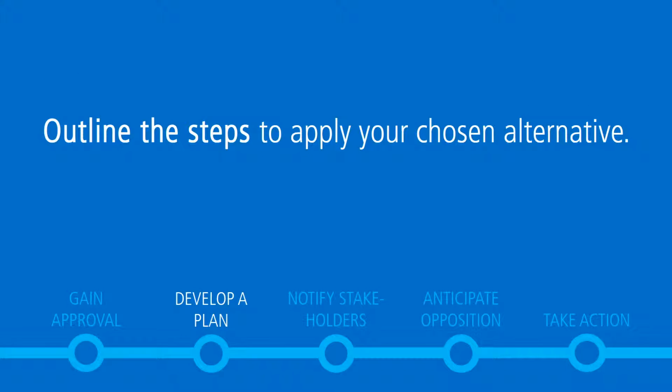Outline the steps to apply your chosen alternative. List the resources you need, including people, money, facilities, and influence. Estimate how much time the solution will take and develop a schedule. Define the expected outcome and consider what the situation might look like when the problem is solved. Work with other people in your team if necessary to identify all parts of the plan.